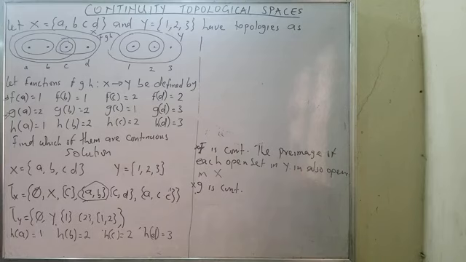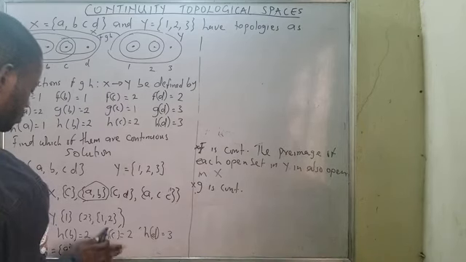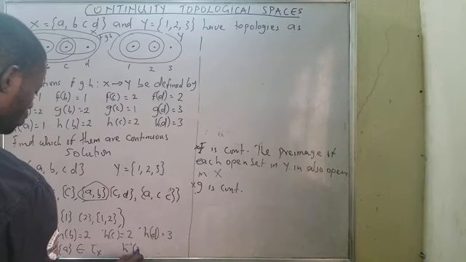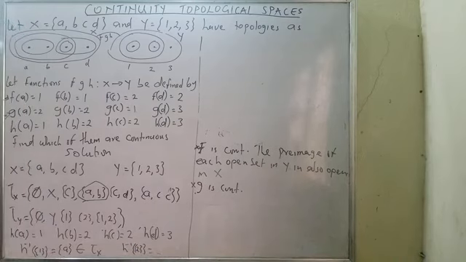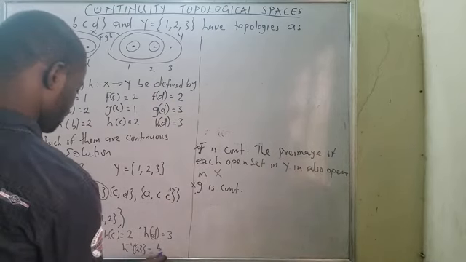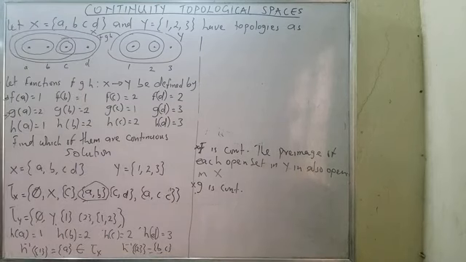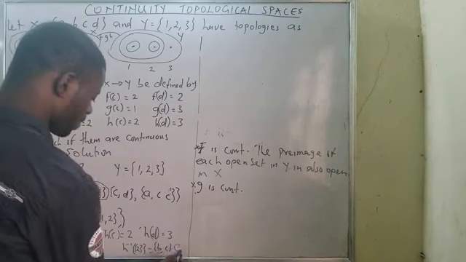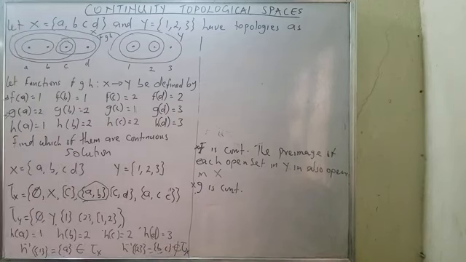Now, I will move on by having my H inverse of the first one, which is going to be only the singleton set of A. And A is in X, the topological space of X. And I move on to the next one, H inverse of 2 is BC. Now, is BC not in the topological space of X? It is not, because there's nothing like that here. BC, no. There's no BC.